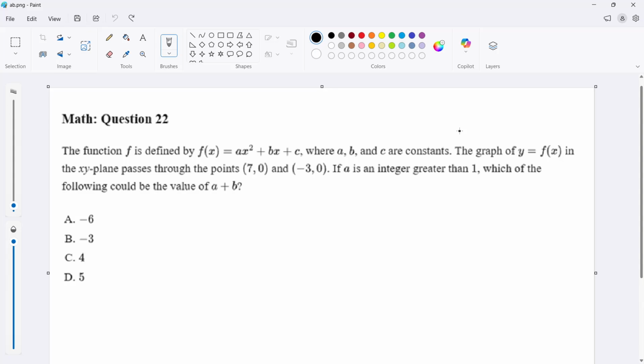The graph of y equals f of x in the xy plane passes through these points, (7, 0) and (-3, 0). If a is an integer, it says greater than 1, so 2, 3, 4, 5, 6. Which of the following could be the value of a plus b? And then it's got 4 choices: -6, -3, 4, and 5.